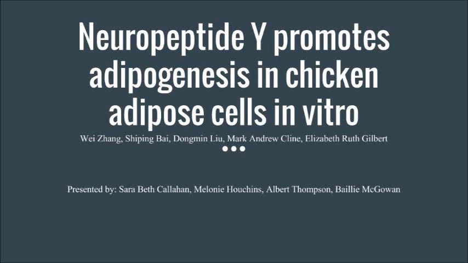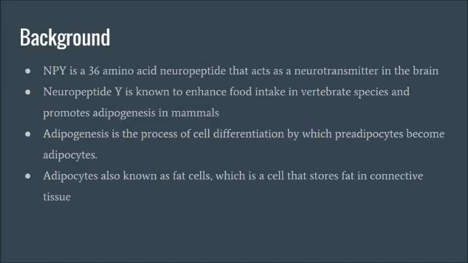Neuropeptide Y promotes adipogenesis in chicken adipose cells in vitro. So for a little background information, neuropeptide Y is a 36 amino acid neuropeptide that acts as a neurotransmitter in the brain. It is also known to enhance food intake in vertebrate species and promotes adipogenesis in mammals. Adipogenesis is the process of cell differentiation by which pre-adipocytes become adipocytes, which are also known as fat cells, which is a cell that stores fat and connective tissue.